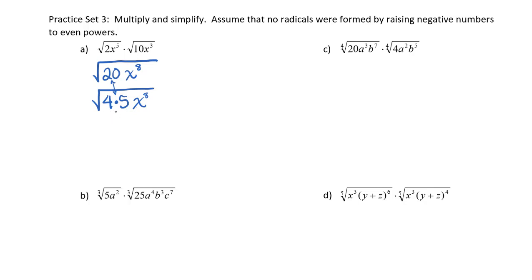The 4 is 2 to the second, so we can take that out as a 2. The x to the eighth, if we divide that by 2, we get 4. So x to the fourth can come out, and root 5 is the remainder inside the radical.